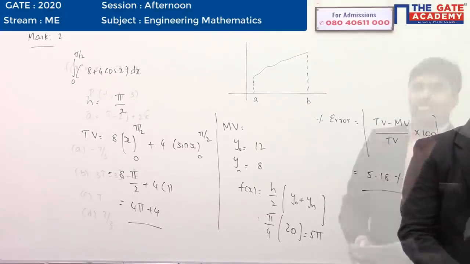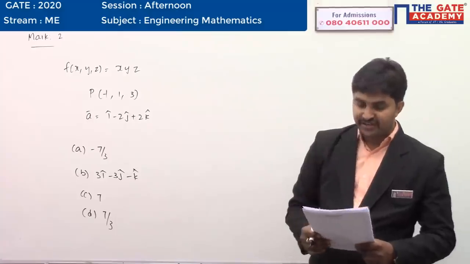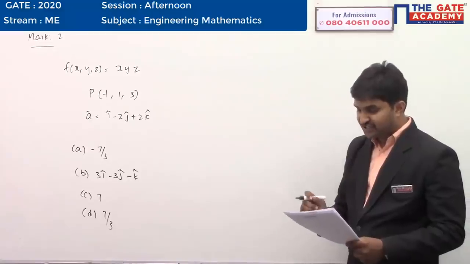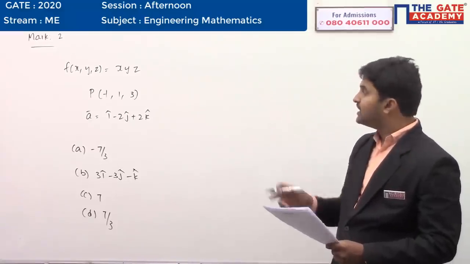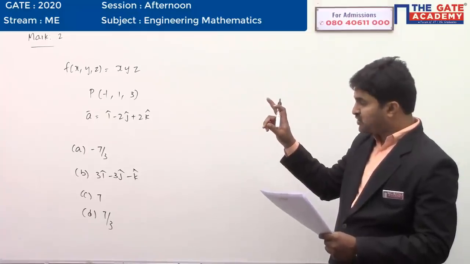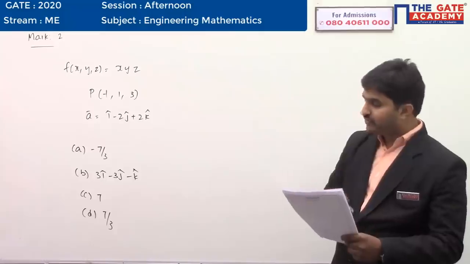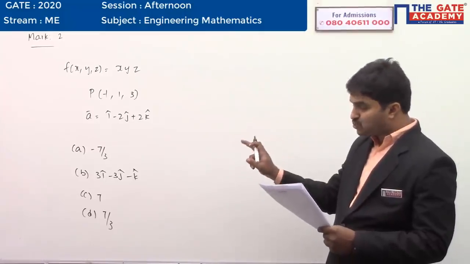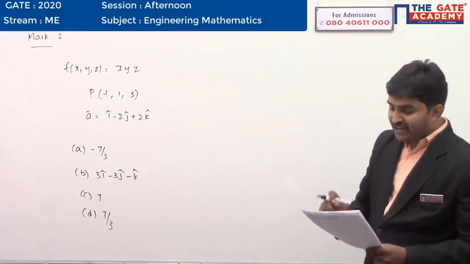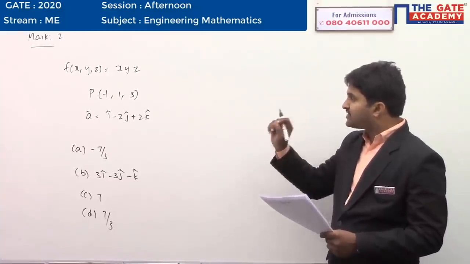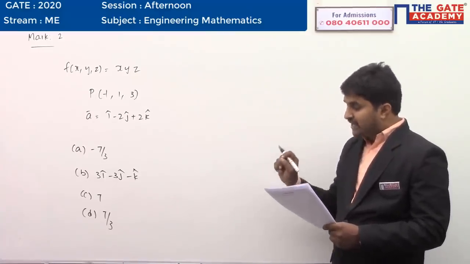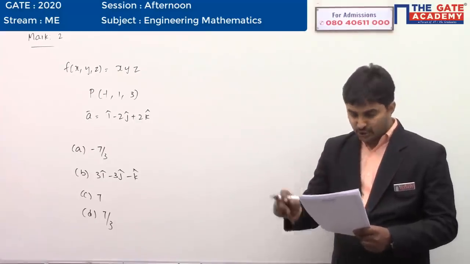Now let us go for the next one. So students, the next question is from vector calculus, from the topic of directional derivative. Let us see this question. The directional derivative of the function f of x, y, z equal to xyz at point P, which is minus 1, 1, 3, in the direction of the vector given by i cap minus 2j cap plus 2k cap is dash. So we require to find the directional derivative of xyz at the point P in the direction of the vector i cap minus 2j cap plus 2k cap.